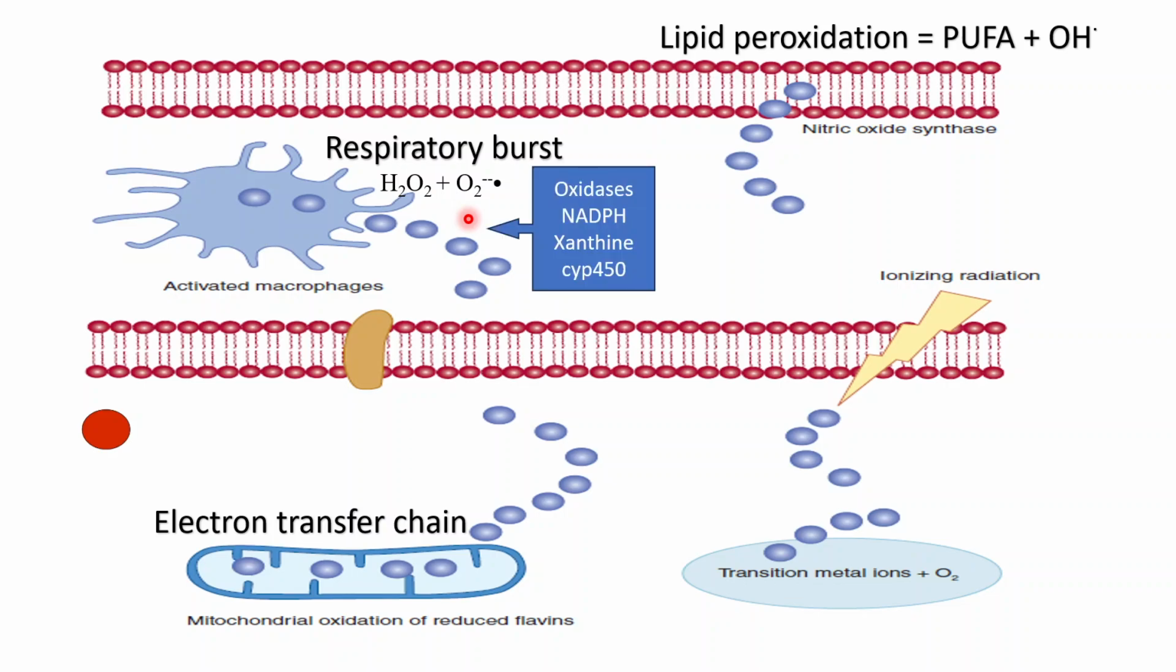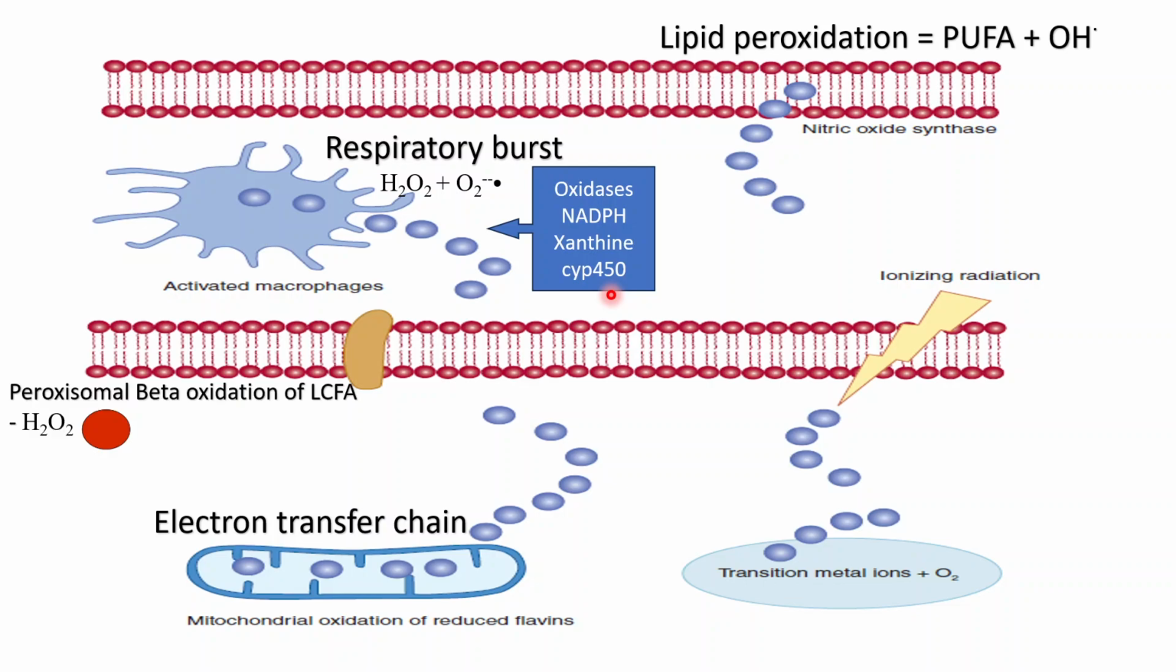The various enzymes are mainly the NADPH oxidases, which are present in neutrophils and activated macrophages. Similarly, we also have xanthine oxidases, which also result in the formation of hydrogen peroxide and superoxide anions. And we have another set of enzymes, the cytochrome oxidases, which are required for metabolism of drugs. So as the drug is metabolized, free radicals are also generated.